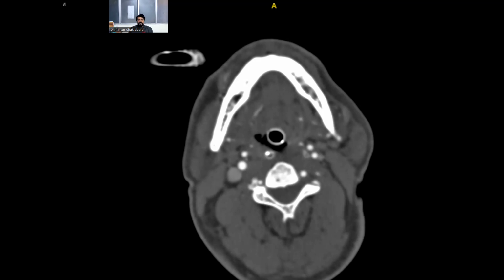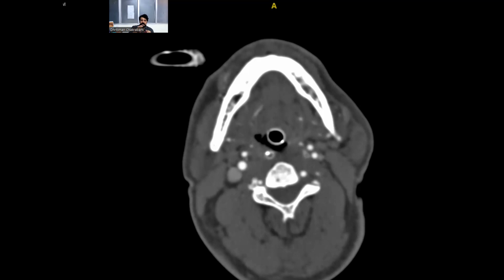The ICA has a few classifications to break it up into its parts, but we'll go with the simplest classification, which is a 4-part classification. Your C1 portion, your first part of the ICA, is the part which is inside the neck. So it is known as the cervical part of the ICA or the extracranial ICA.